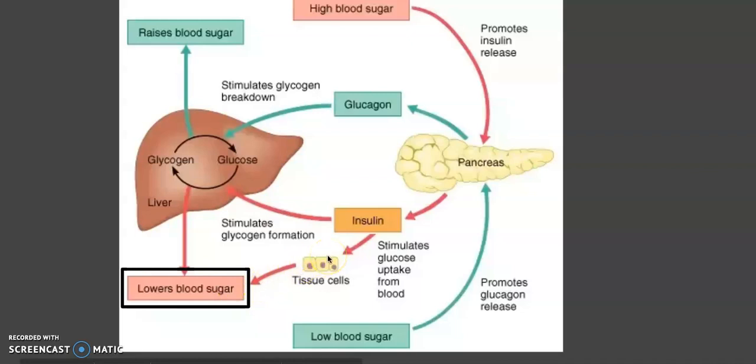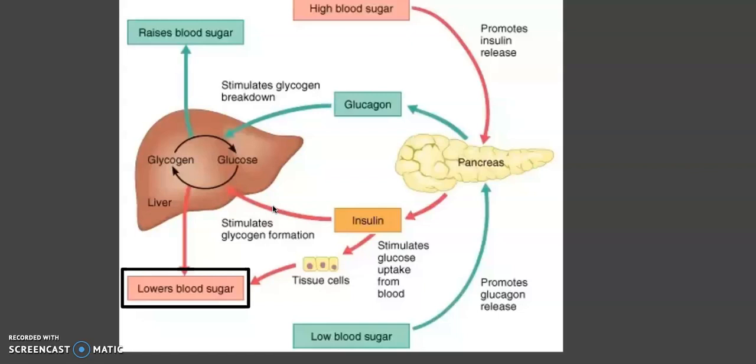Insulin lowers blood sugar in tissue through tissue cell, bringing the sugar into tissue cells, so it's out of the bloodstream, and also by stimulating glycogen formation, because at that point the glucose is no longer glucose, it's in these glycogen chains, and so that also brings sugar out of the blood.